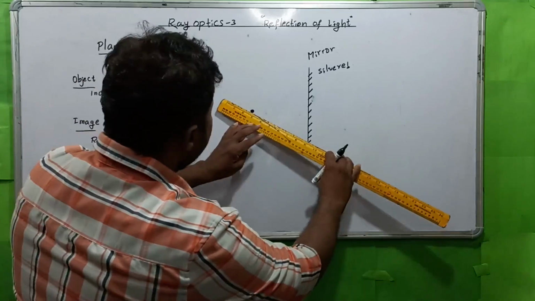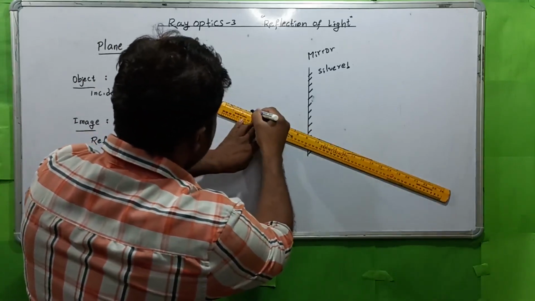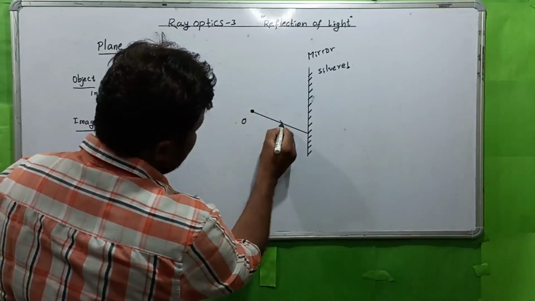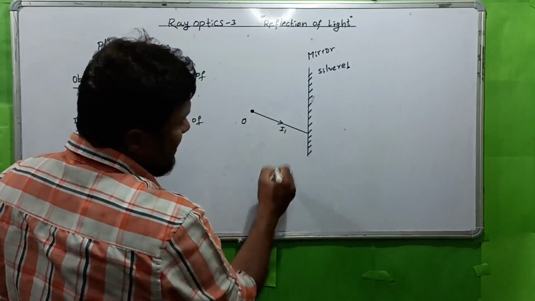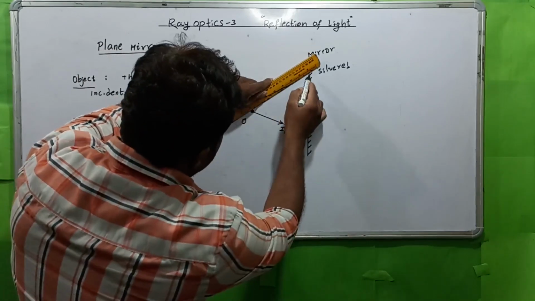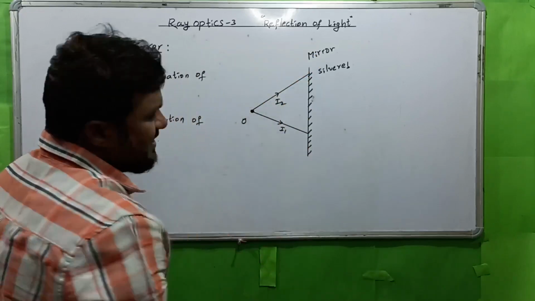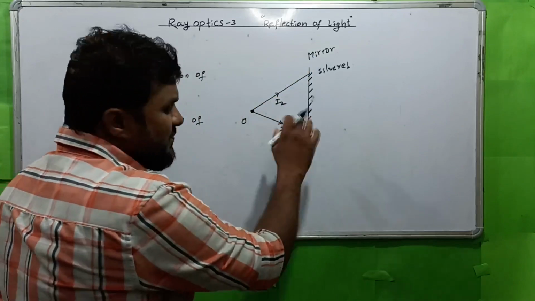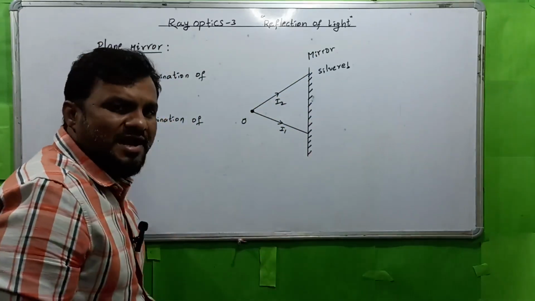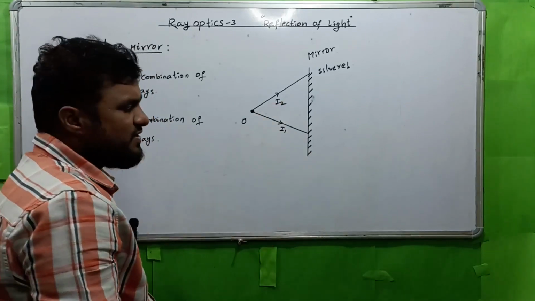Minimum two rays are required to locate the image inside the mirror, so I draw two rays. This is incident ray I1. I want two rays to locate the image inside the mirror. I2 is the incident ray. We already discussed in previous videos the laws of reflection. Light follows the laws of reflection, either on a plane surface or a curved surface.